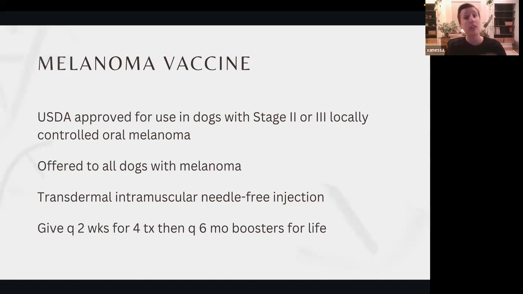But because of the cross-reactivity, it also starts attacking any cells that are expressing canine tyrosinase. So it's different enough to signal to the immune system something's wrong, but it's the same enough that the immune system attacks both. That's how the melanoma vaccine works. This is offered to most dogs with melanoma, certainly oral or digital. Some cutaneous melanomas I will also offer the vaccine to. It is a transdermal intramuscular needle-free injection, kind of like the FELV vaccine. And then we give this every 2 weeks for 4 treatments, and then we booster it every 6 months.